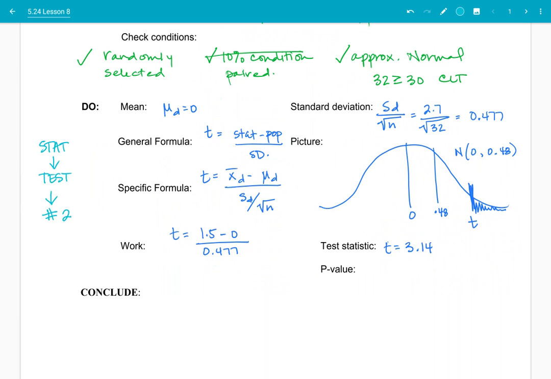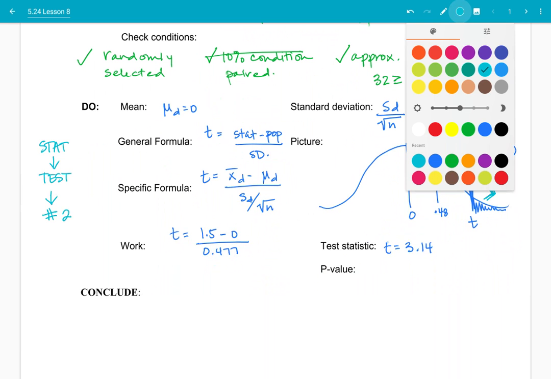We do have a greater than situation. We're trying to see if there was an increase in strategy 2. And so run your calculations. Remember, this is your greater than situation there. We have a p-value of 0.0018.